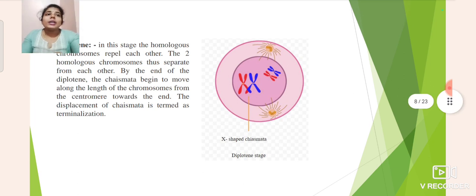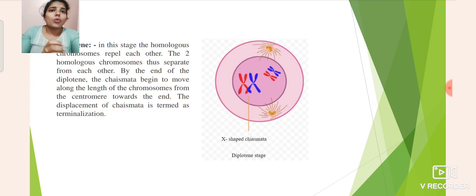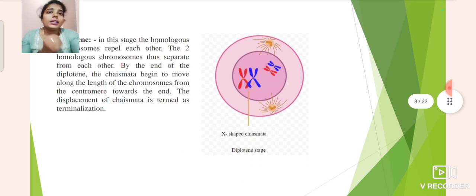The chiasmata can happen more than once: 1, 2, 3, 4 like that. The more chiasmata that are formed, the higher the percentage of crossing over will be.